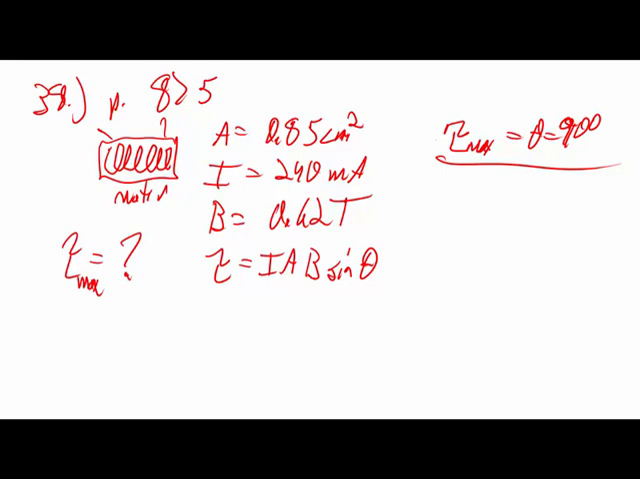So let's plug everything in then. Torque tau is equal to the current, which is 240 milliamps. Please learn your prefixes. I'm not going to put the scientific notation in for you every time. You need to know those. 240 milliamps times the area. Now here we've got to do a little bit of conversion. Notice it's 0.85 centimeters squared.